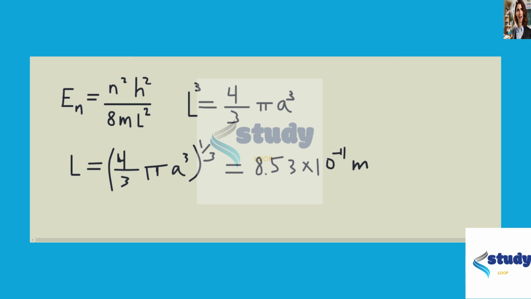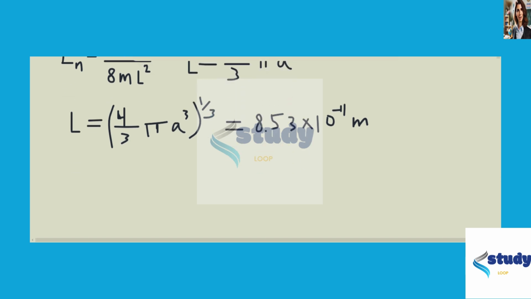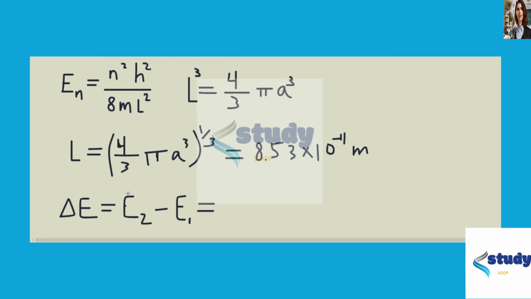Now we can use the formula for the energy of the different excited states to get the change in energy between the second and the first excited state. Delta E is going to equal E sub 2 minus E sub 1, so you replace n with 2 and with 1 in these two expressions. When n is equal to 2, in the above expression, we have 2 squared, which is 4, divided by 8. So that's 1/2.